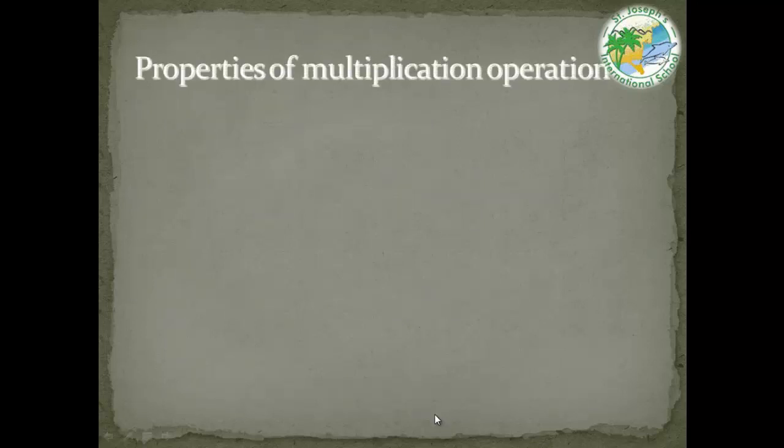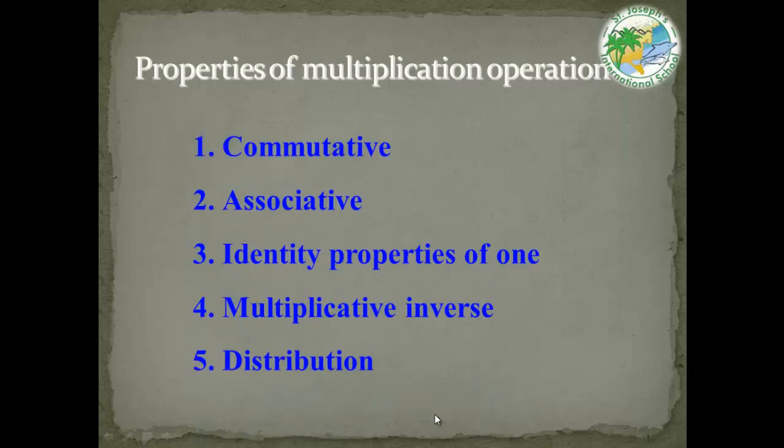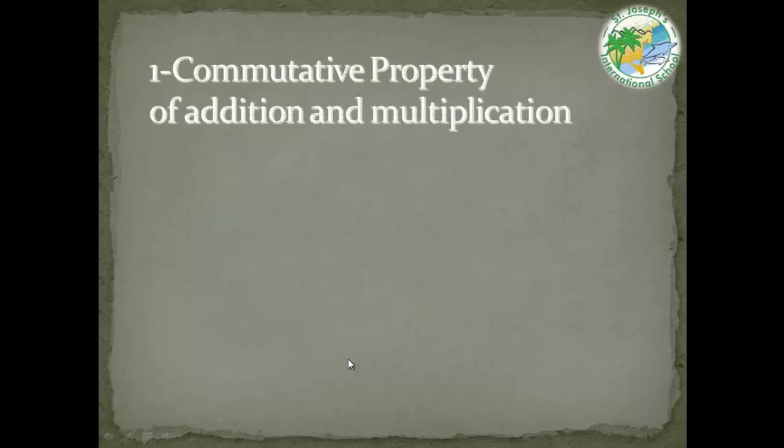Properties of the multiplication operation. Number 1: commutative property, associative property, identity property of 1, multiplicative inverse, distribution. Now, commutative property of addition and multiplication.